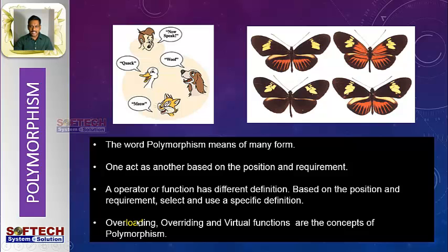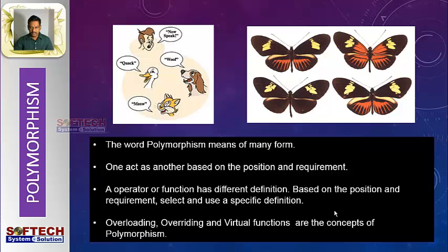Overriding is also a kind of polymorphism. A parent class has a function with a specific name and some definition. In the same name, we can define a function in the derived class, that is, the child class. The child function has the same name as the parent class function, but it differs by some properties, that is, the number of data or the type of data, like the designs of the butterfly. Based on the type of data, it selects the definition. This is overriding. Overloading, overriding and virtual functions are the concepts of polymorphism.